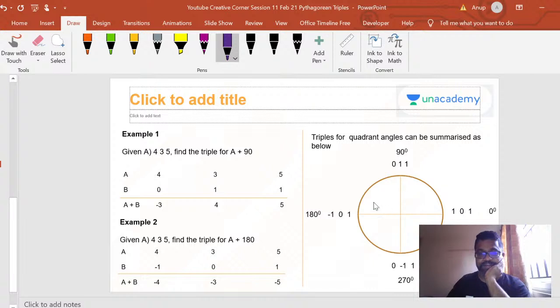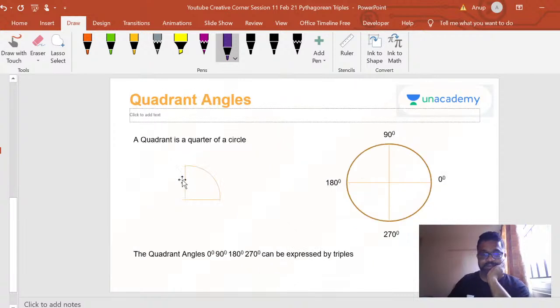this is a circle, right? When you look at a circle, you're familiar with this, right? This is a quadrant of a circle, a quarter of a circle, right? And 0, 90, 180, 270, this is how I can write it, each one moves by 90. So the quadrant angles can also be represented as a triple. Each of these is just these lines here, that's all. This is 90 degrees.